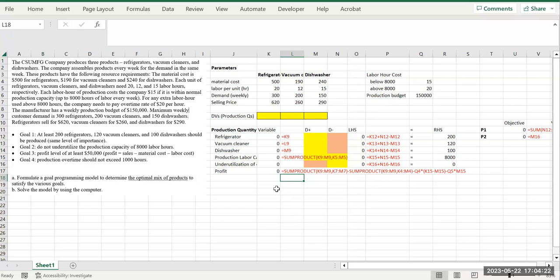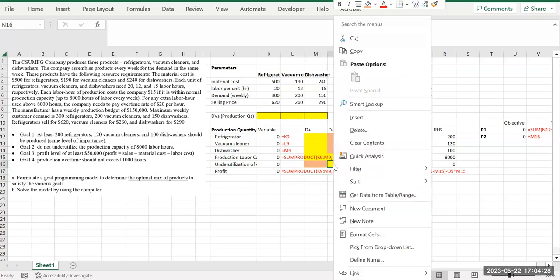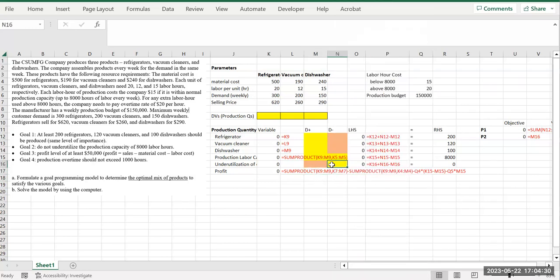the formula for profit. And then again, profit definitely can have positive and negative deviations defined for that. All right, so LHS, same always. For RHS here, for goal 3, $50,000. That's the goal.